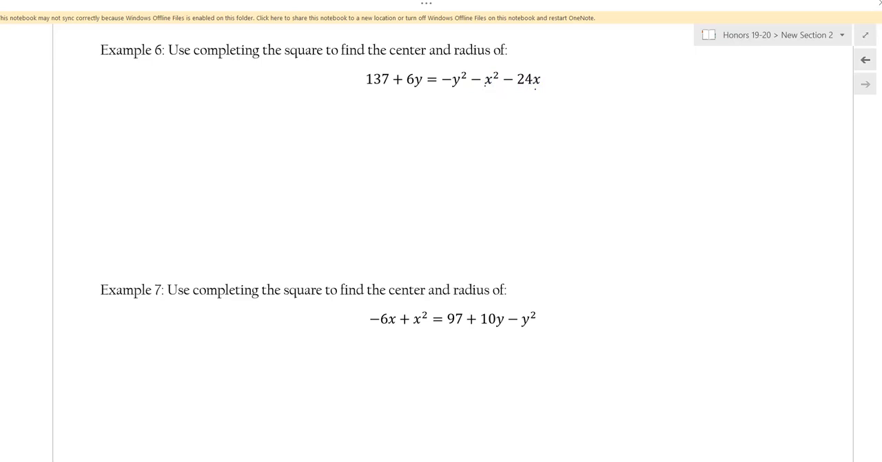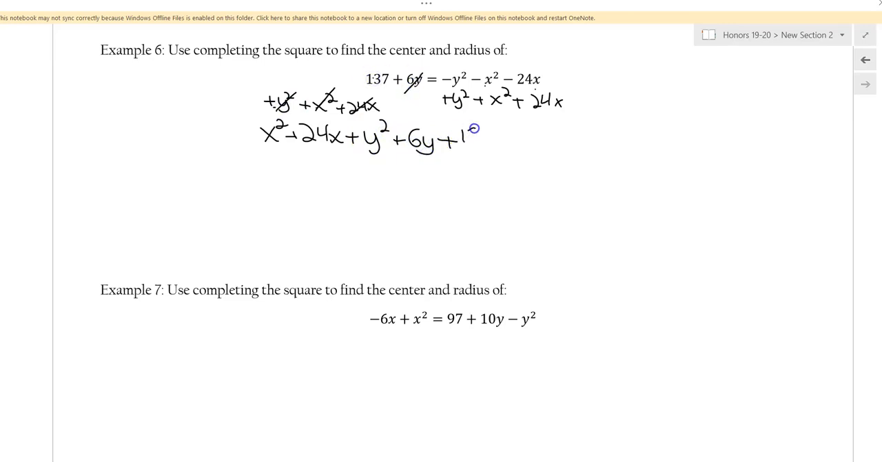Okay. So I have plus y squared. I'm going to add a y squared over here. Plus x squared. Plus 24x. Okay. And then I put it in the right order of what we're used to. So, x squared comes first, I've used that. Then come my x's. Okay, I've used that. Then usually come my y squareds. Then come my y's. Then my constant.